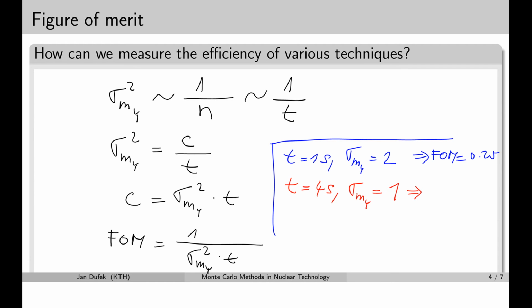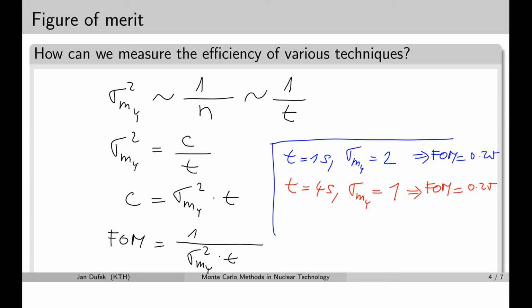So the figure of merit of such a simulation would also be 1 over 4, that means 0.25. That means you could achieve the same efficiency with the standard Monte Carlo simulation by just running it 4 times longer. Then the deviation would also decrease to 1 and it would achieve the same figure of merit.